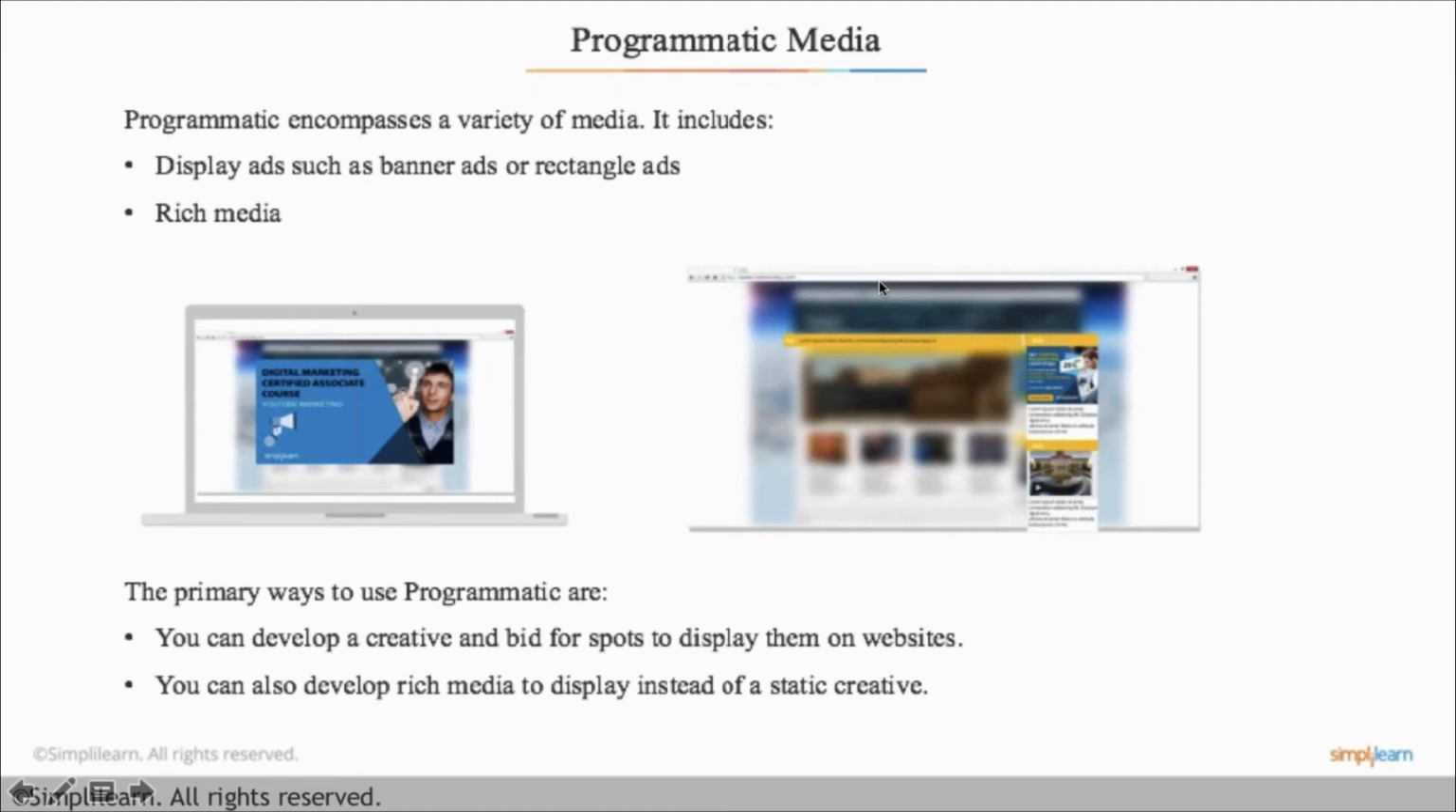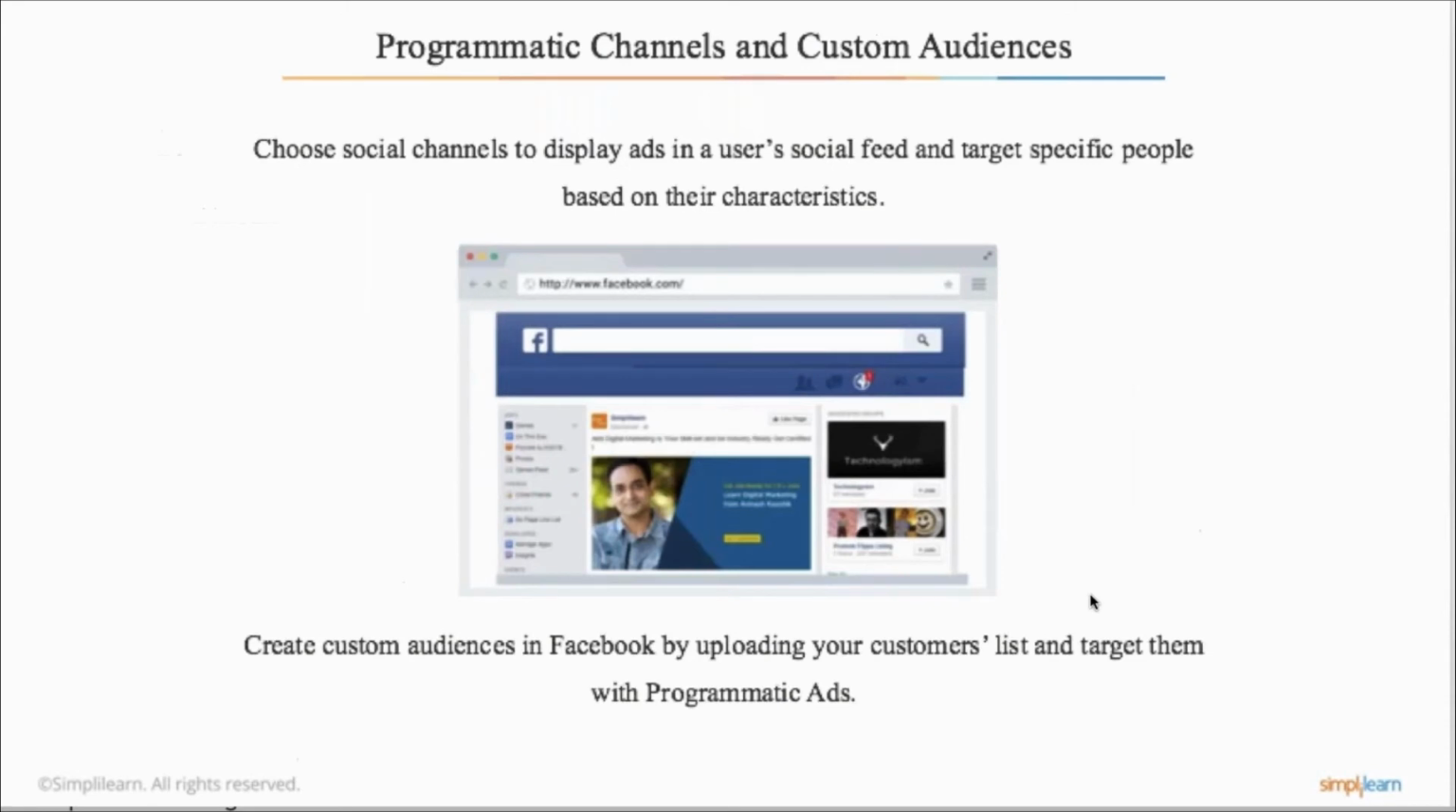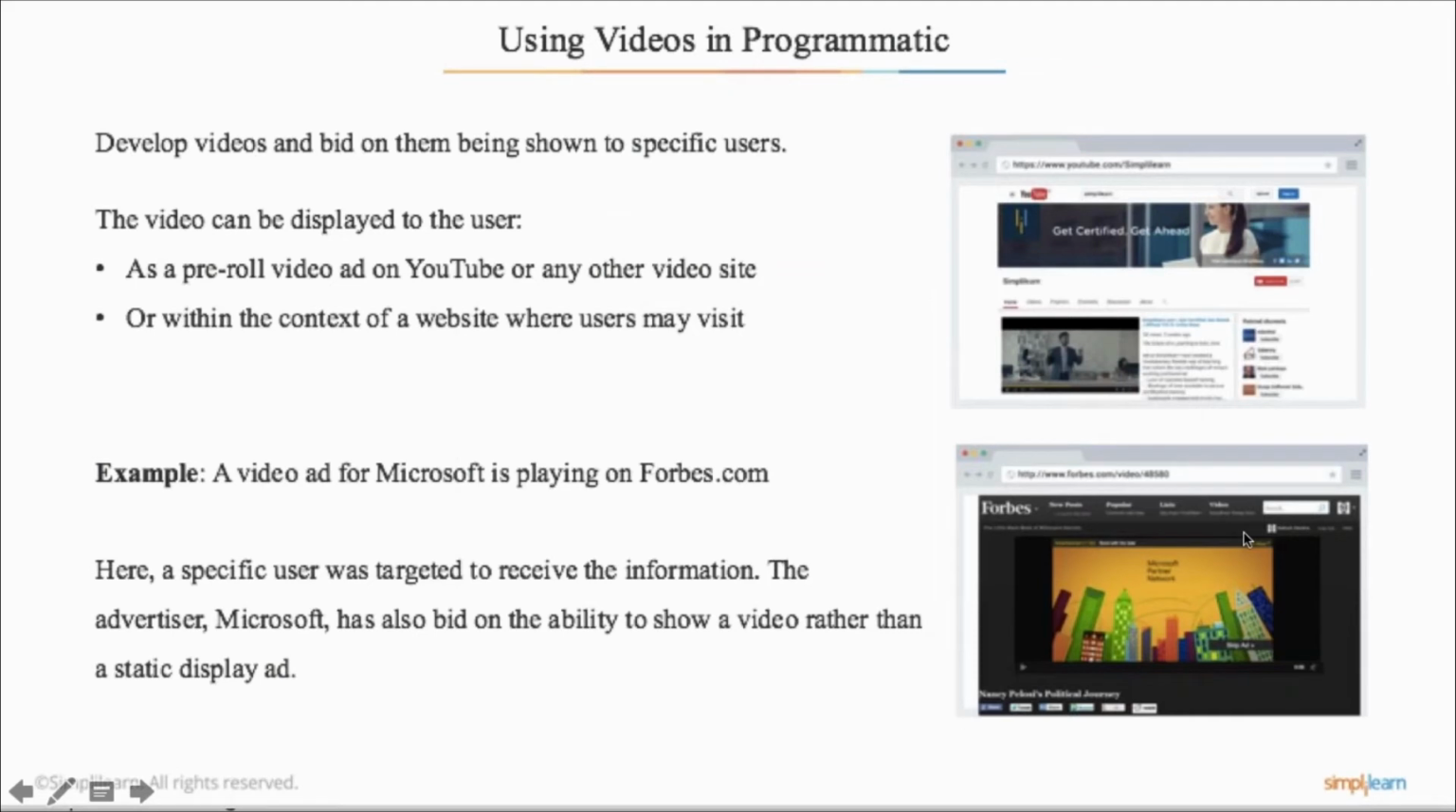So, like I said, there can be two things. Either you create your own banner ad and then bid for the spots, or you can also develop rich media display instead of a static creative. Now, I talked about the lookalike audience. That's what it is all about in this specific one. So you can have a newsfeed ad, you can have a right-hand side ad, you can target specific people based either on their characteristics with programmatic channels also, or you can create a custom audience. Now, one of the custom audiences is the lookalike audience, which I talked about.